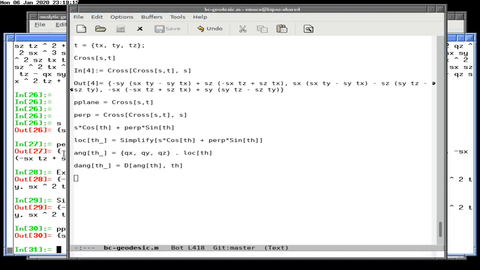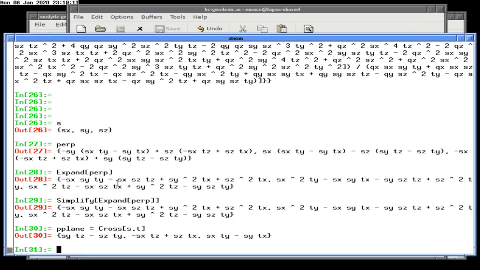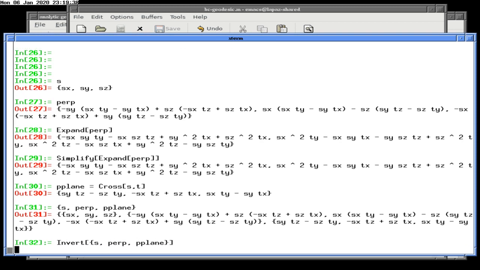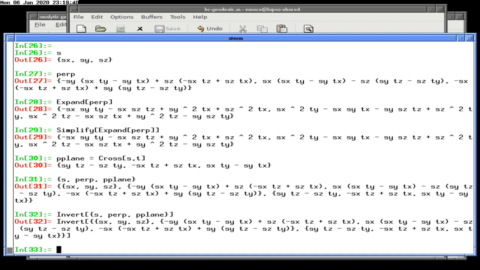So we have this could be very ugly. I guess we should do some right order. S will be the vector that is the x vector. Perp will be the vector that is the y vector. And the one that's perpendicular to the plane will be the z vector. That's a matrix. Okay, sorry, inverse of this matrix.